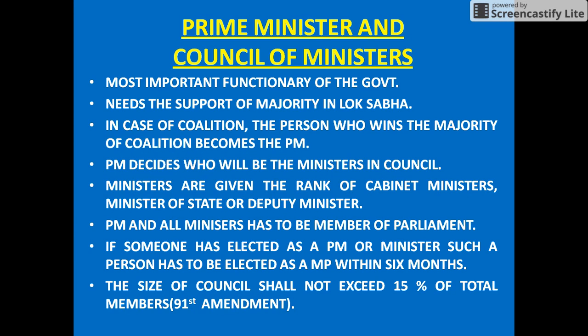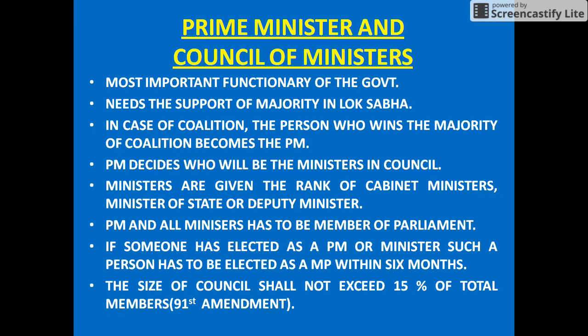The PM decides who will be the ministers in the council. See the difference. Till then, MPs were forming the council, and they were deciding who will be the PM. After becoming PM, the Prime Minister decides who will be the ministers in the council. Usually, he chooses the ministers as per seniority, experience, and all. Okay, ministers are given the rank of cabinet ministers. You all know the coal minister, the Ganga rejuvenation minister. There are a lot of ministers. Minister of state or deputy minister also.